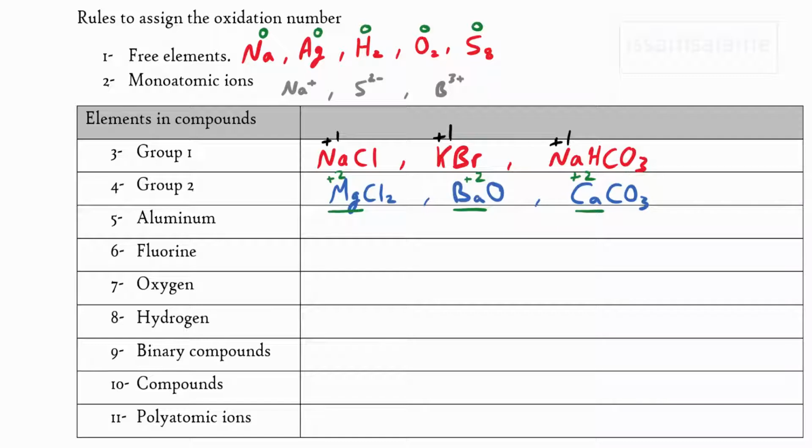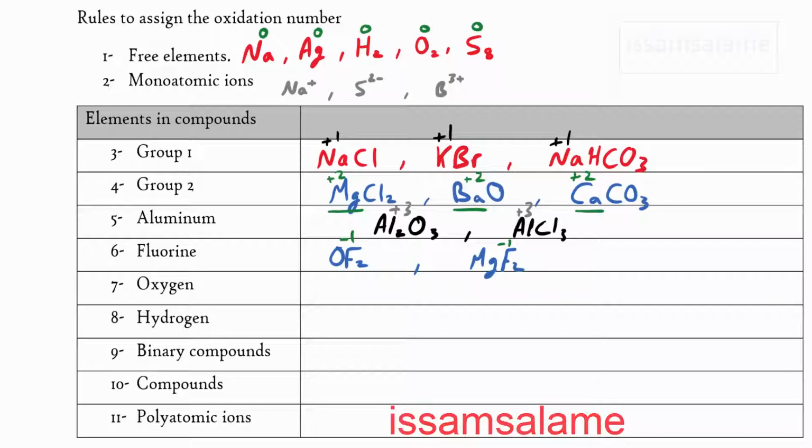Rule 5 is about aluminum. Aluminum in compounds always has an oxidation number equal to +3. So whenever we have aluminum, always +3. Rule 6 is about fluorine. Fluorine in compounds always has an oxidation number equal to -1. So till now, no exceptions. Group 1 +1, group 2 +2, aluminum +3, fluorine -1.